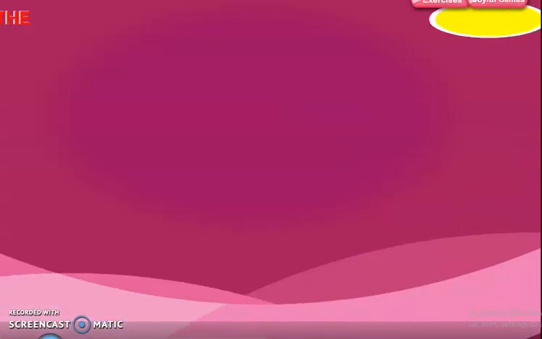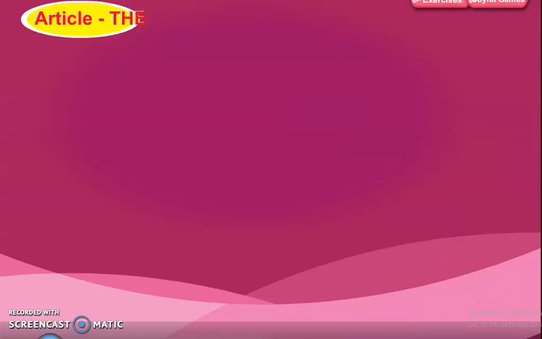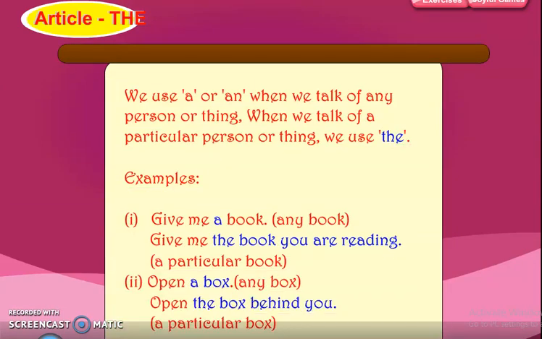A, an, the. We use a or an when we talk of any person or thing. When we talk of a particular person or thing, we use the. Examples: give me a book, any book. Give me the book you are reading, a particular book. Open a box, any box. Open the box behind you, a particular box.